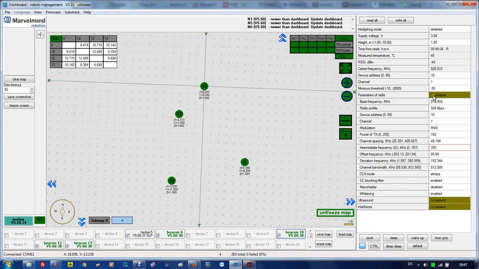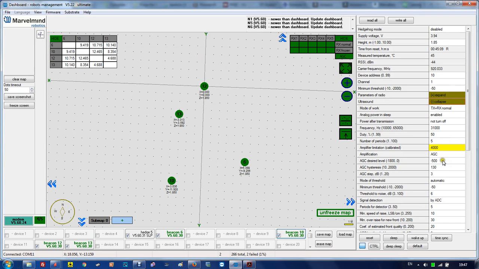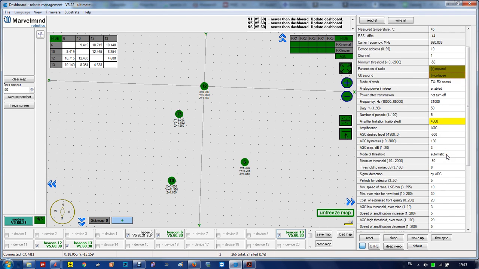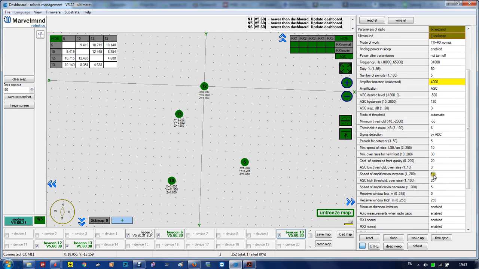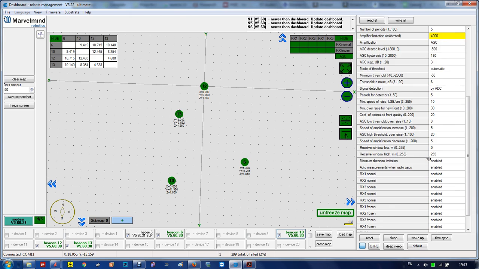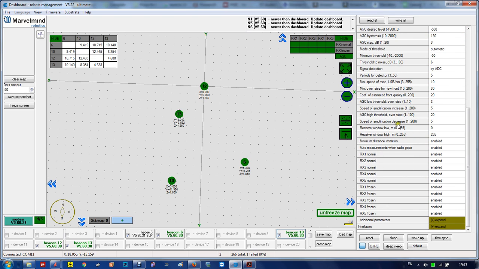Okay, back to radio settings. Don't need ultrasonic. So gain is important. What else? This is also internal stuff, very much internal, about AGC settings. You don't need to. The only thing you really need is this, RX1 settings. Check the manual.